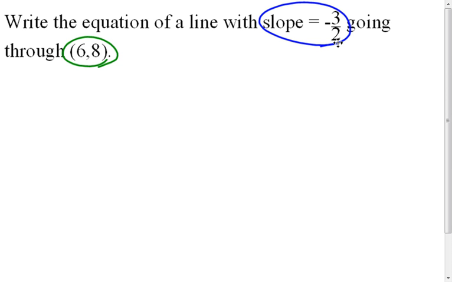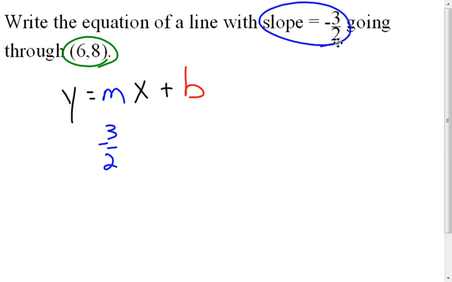I'm going to start off just by writing our equation: y equals slope m, x plus our y-intercept b. And I'm just going to start this equation. I know the slope is -3/2, so I can put that in. And really that's one of the only things that I know as far as the equation goes.